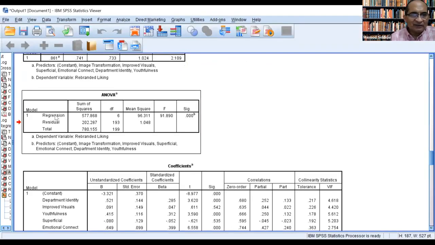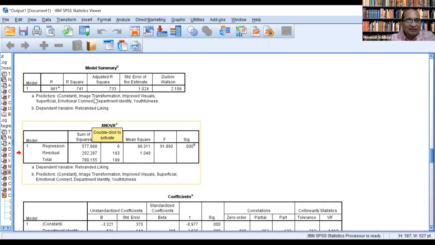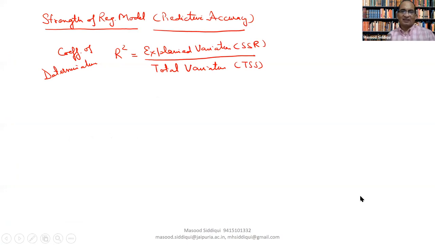Here we have SSR as 577.868. So it will be in the numerator. And the total sum of square is 780.155. So we divide 577 by 780. If we divide, then we are getting a value of 0.741. So this is the R square. So let us discuss this value.